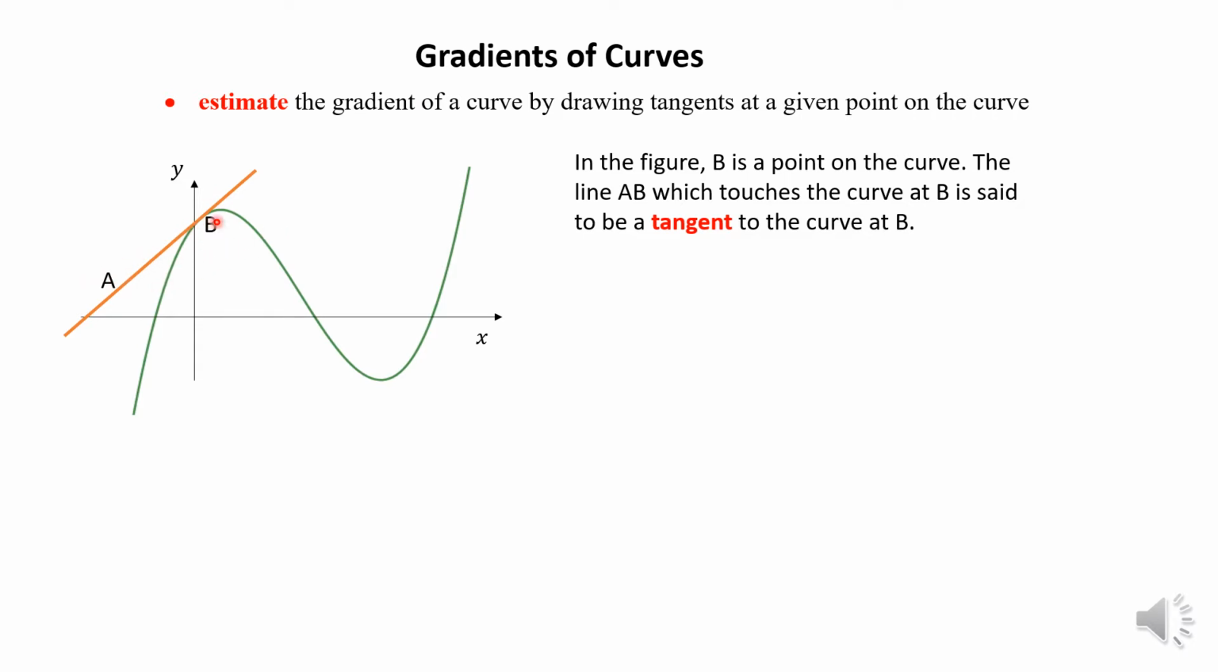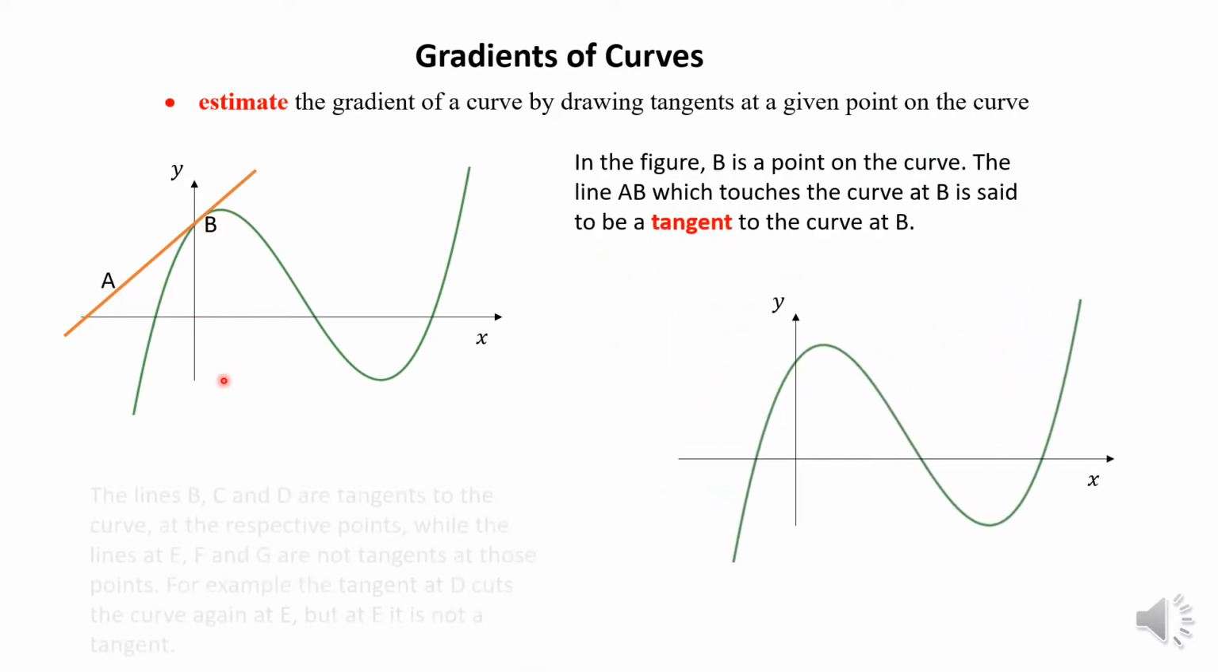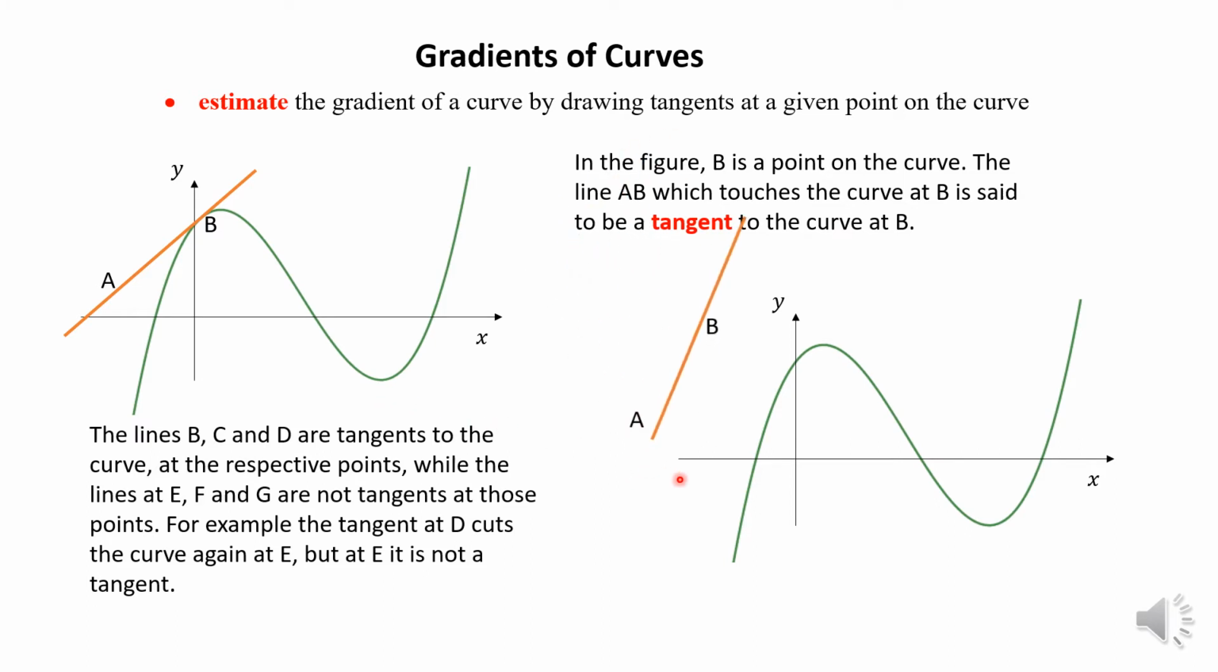If you bring in further, you will realize that, as I said, AB is a tangent line. And then also that C there is also a tangent line because it just touches the curve. D is also a tangent, but either point here is not a tangent because it cuts through the curve. And also this GF or FG is not, because it cuts through.